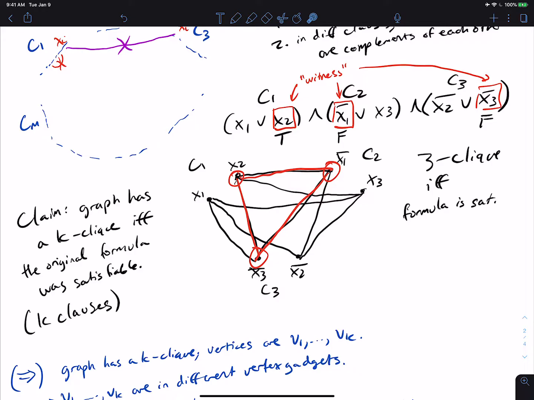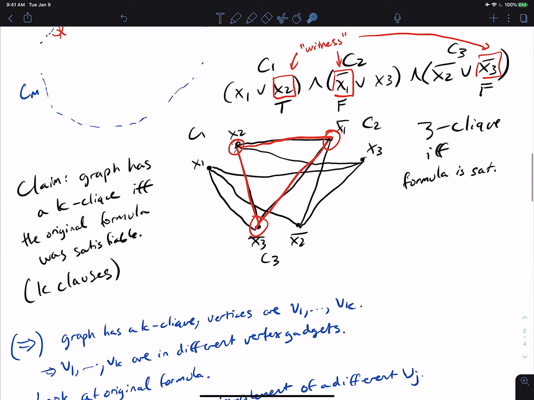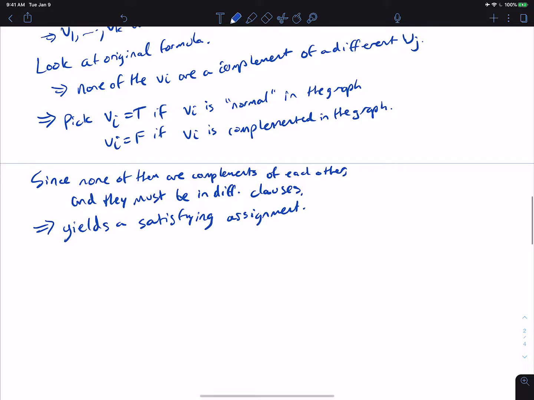So that would imply that in the graph, they would correspond to different vertex gadgets, and therefore all of the edges would also be present too, because they're in different clauses and they're not complements of each other. So then we would have a k-clique in that case. So the reverse direction is almost identical to the forward direction, just in reverse.